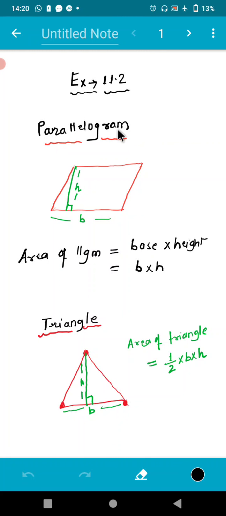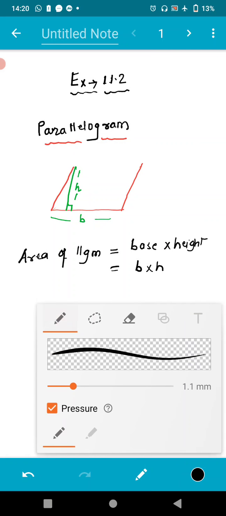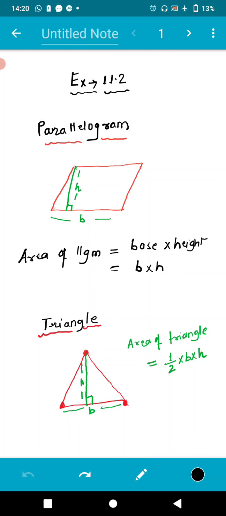So you see, this is the shape of a parallelogram in which the opposite sides are parallel to each other and also equal to each other. So these are two parallel and equal sides, and these two sides are parallel and equal as well. And the perpendicular distance between these two parallel sides is height. So the area of parallelogram is equal to base into height, which you can write as b into h.